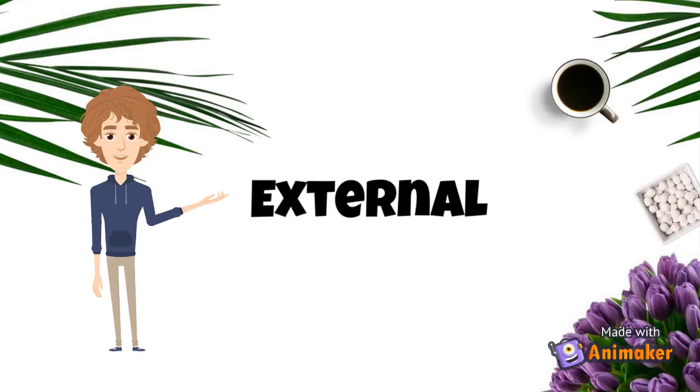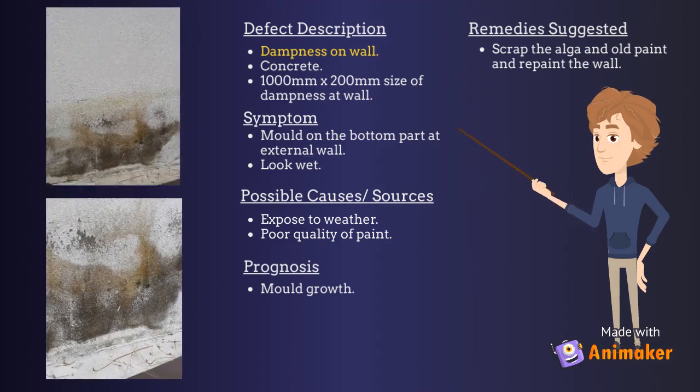The last element that I identify is external. The first defect from this element is dampness on wall. The symptom is mold on the bottom part of the external wall and it looks wet. Possible causes are exposure to weather and poor quality of paint. The prognosis is mold growth. Remedy suggested: scrape the algae and old paint and repaint the wall.